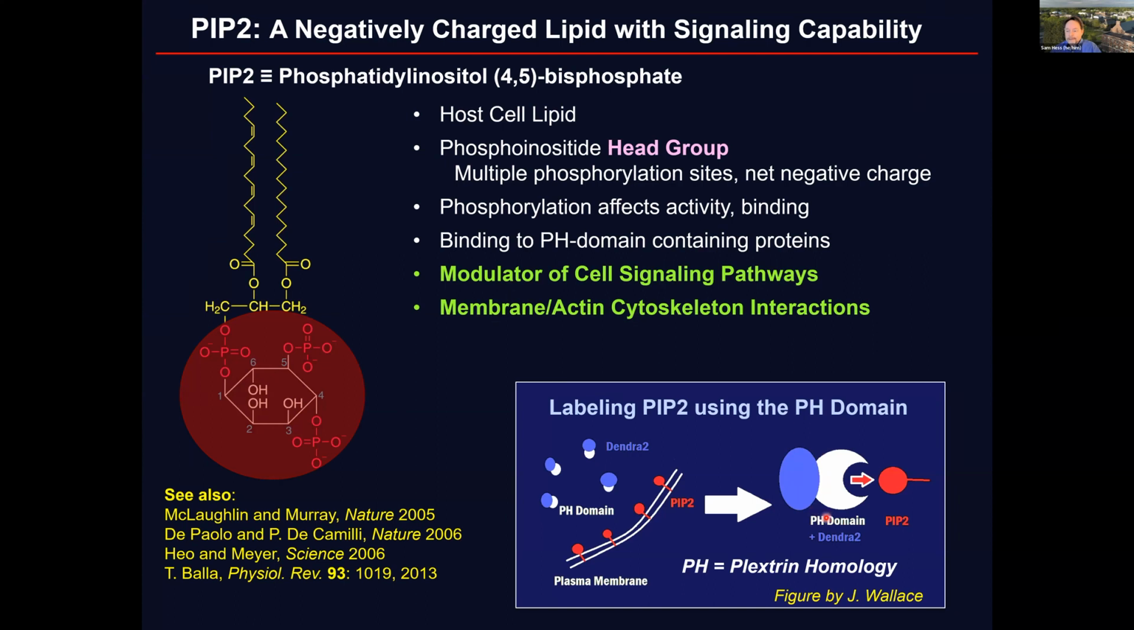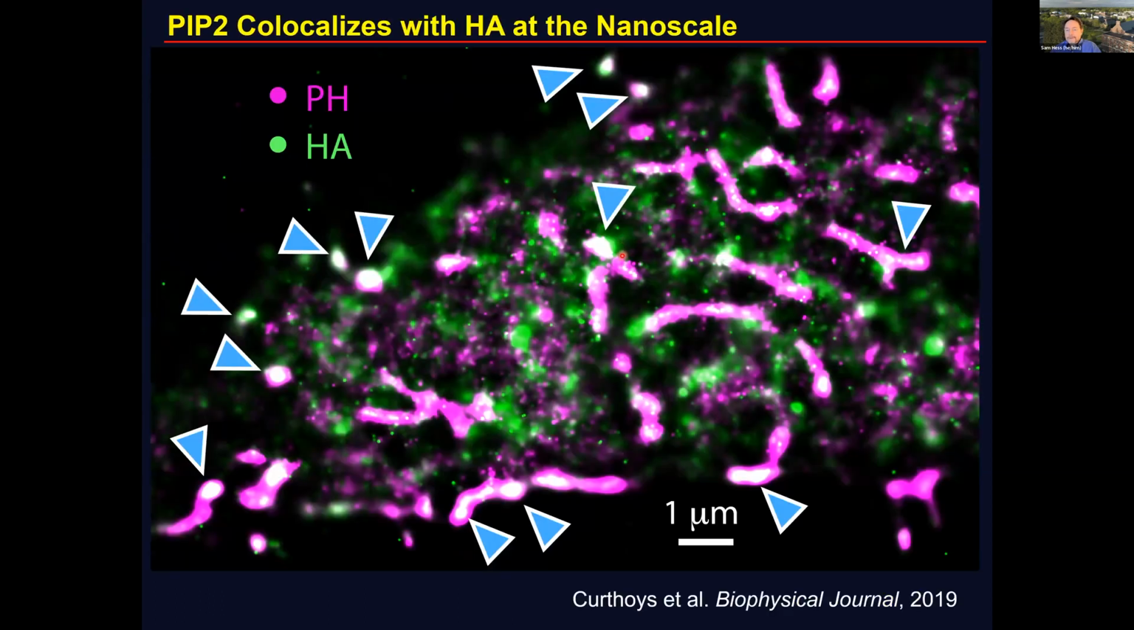We can also label it using a pleckstrin homology domain and put a fluorescent protein on that, and we can visualize the PIP2 that's not bound to anything. Also, of the ABPs, the actin binding proteins found in flu, 14 of 16 are known to interact with PIP2. So this is pretty good indirect evidence. Super resolution gave us direct evidence.